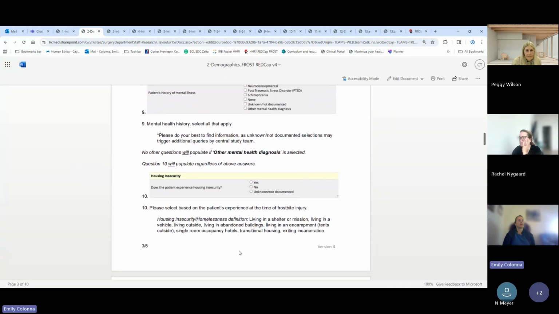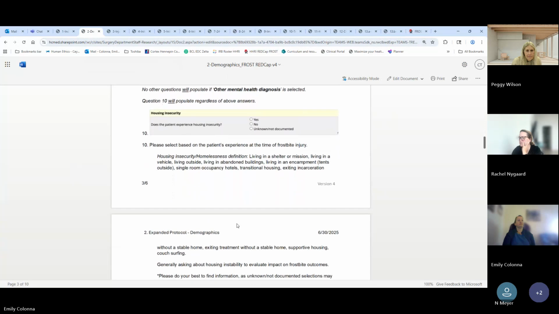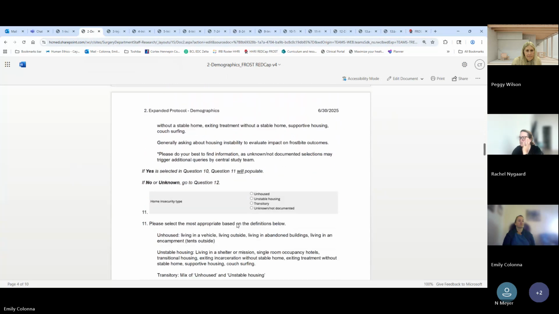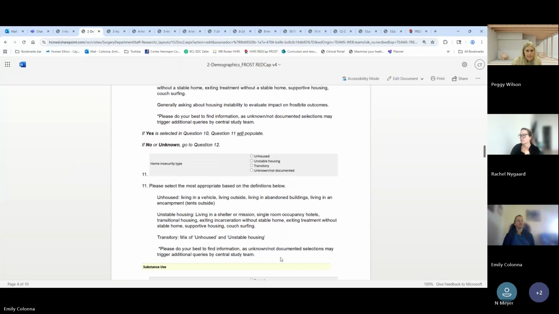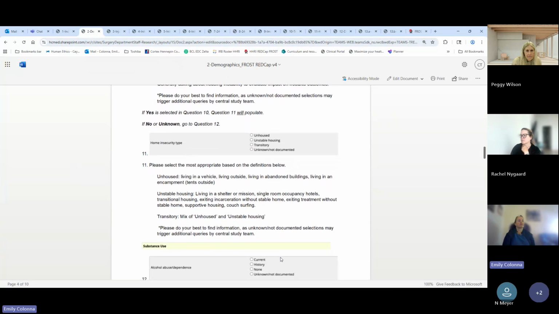We are interested in housing insecurity. We have some different definitions for housing insecurity and homelessness. And then we're interested in the housing security type: unhoused, unstable, and then transitory is a mix of unhoused and unstable. We're interested in this because we think that it's likely that homelessness can have an effect on the outcomes of severe frostbite patients.